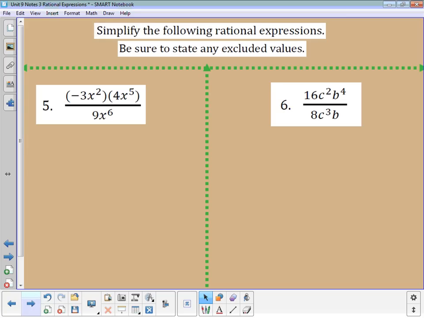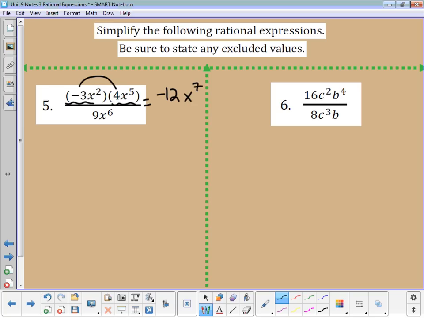In number 5, I have negative 3x squared times 4x to the 5th, over 9x to the 6th. So I'm first going to start by making the top all one term. I have two separate sets of parentheses, and I'm going to put those together. Negative 3 times 4 is negative 12, and x squared times x to the 5th is x to the 7th. The bottom's already one term by itself, so I have 9x to the 6th.